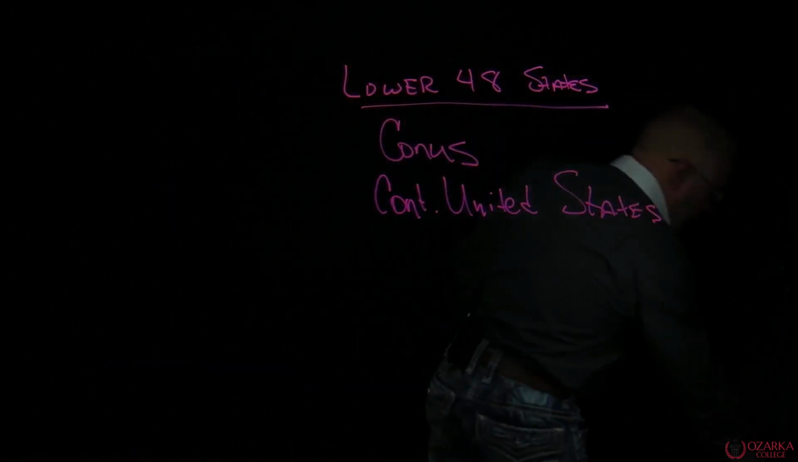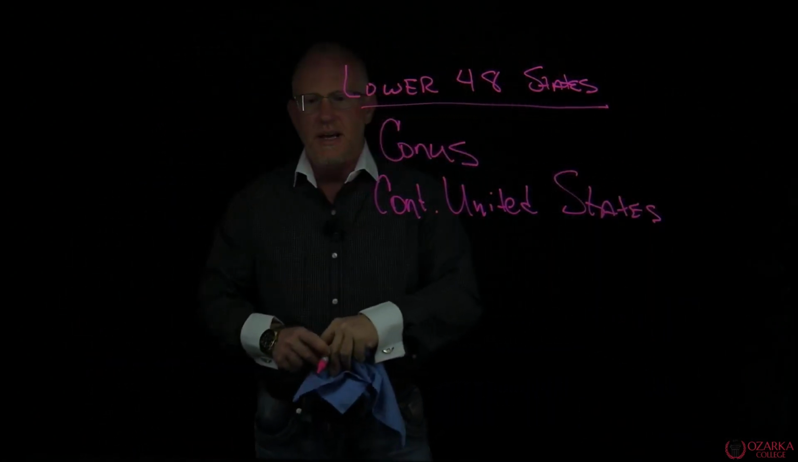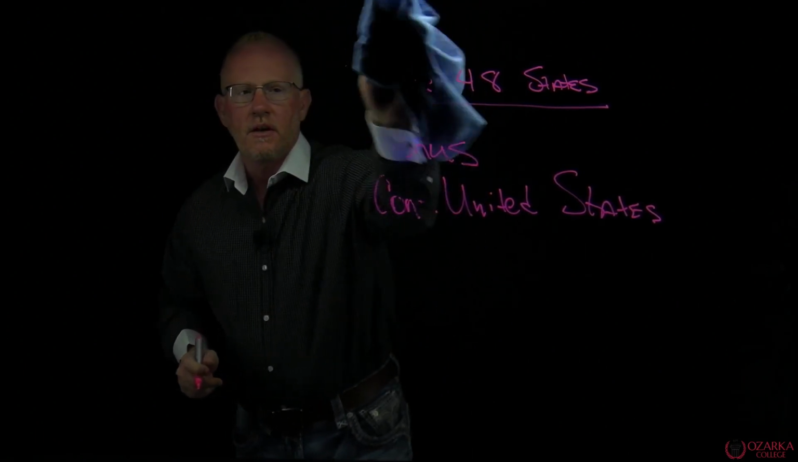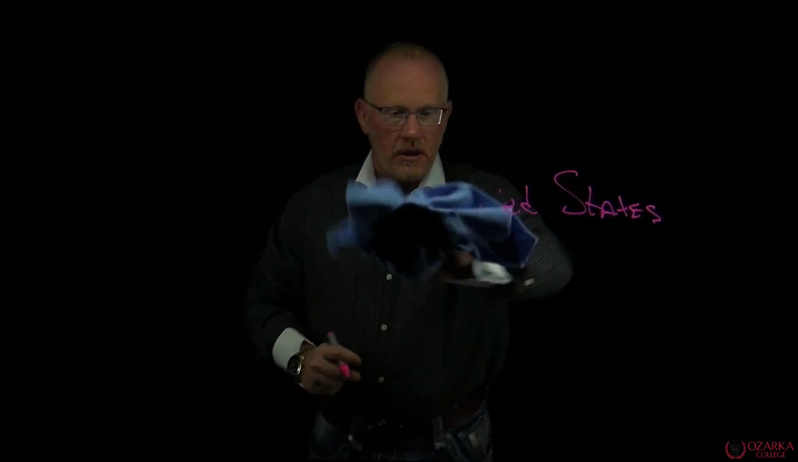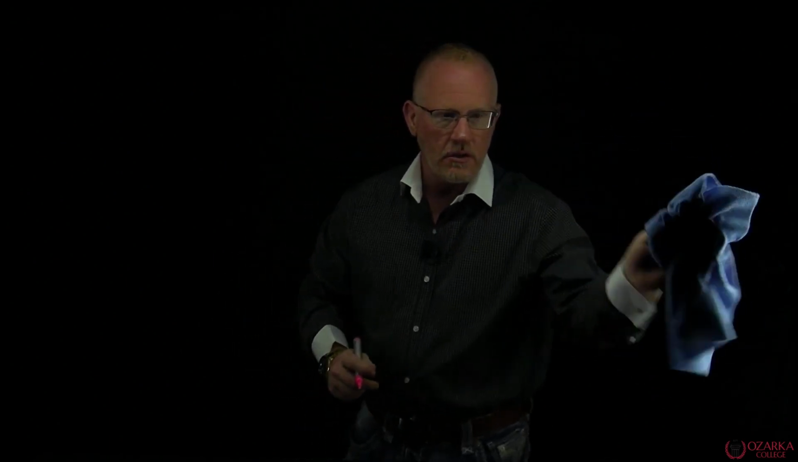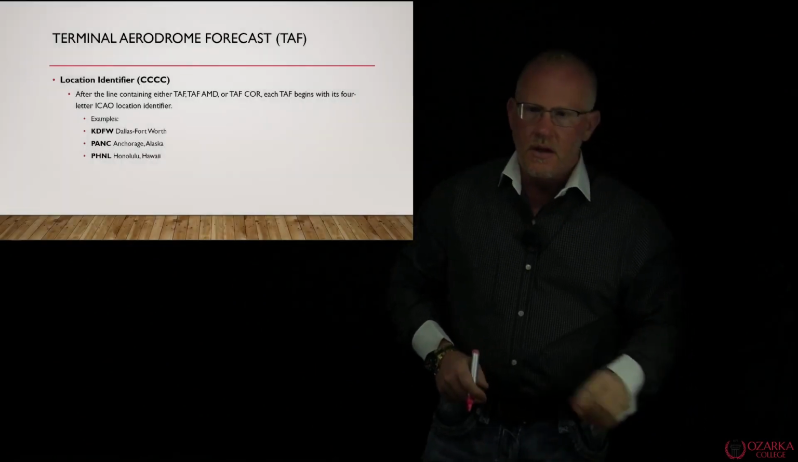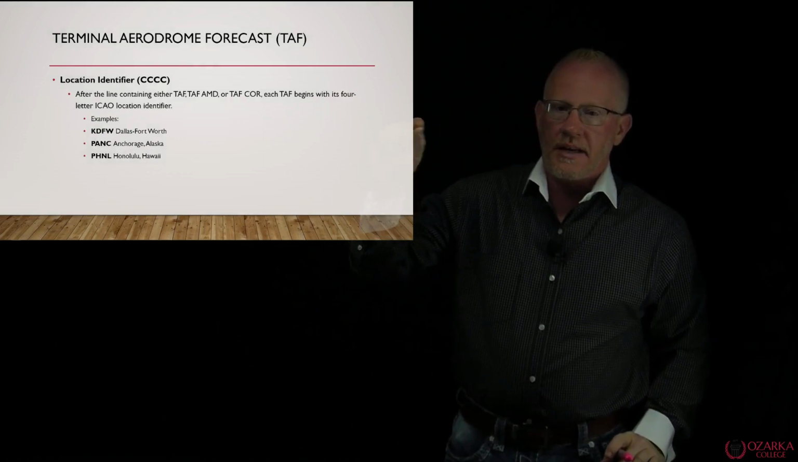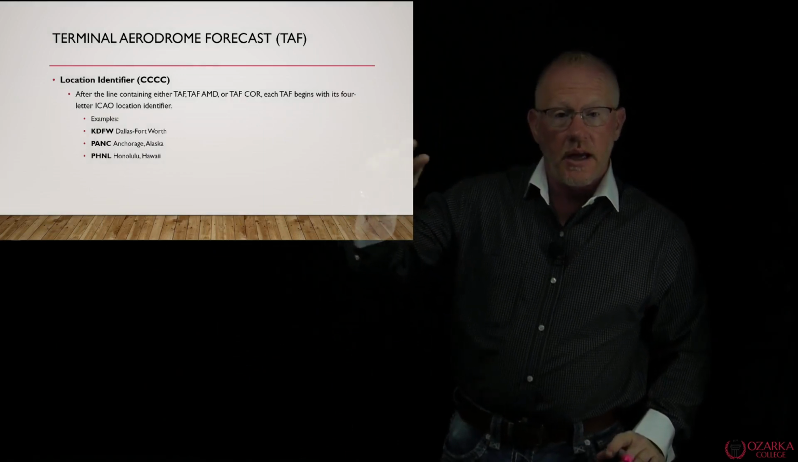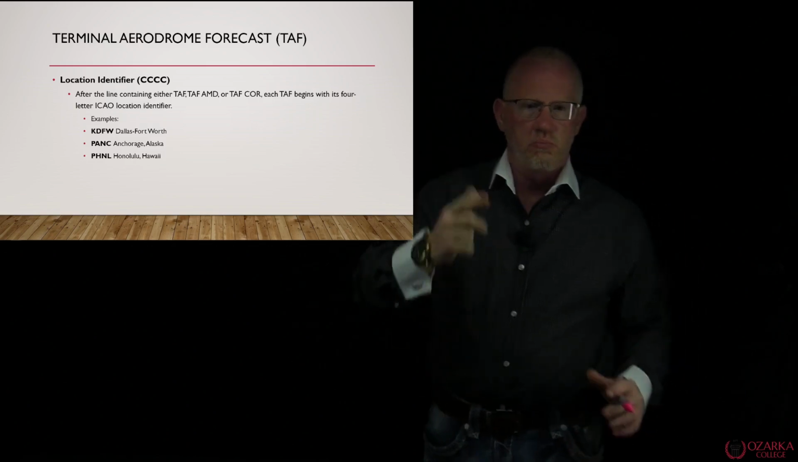Now, if you notice on that last slide, Anchorage, or Alaska, and Honolulu, let me go back to it just for a second. Anchorage and Honolulu are identified as P, and then the identifier. Why do you think that is? I bet you know why, you just don't realize you know why.